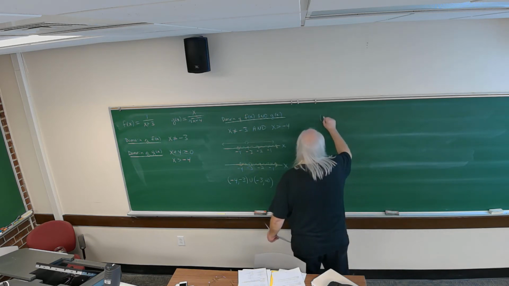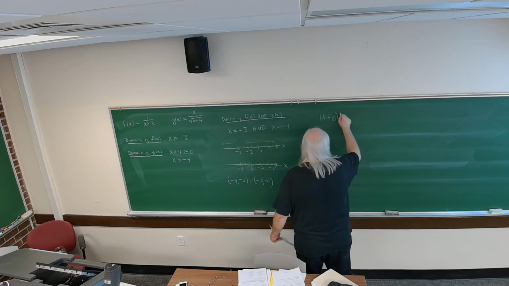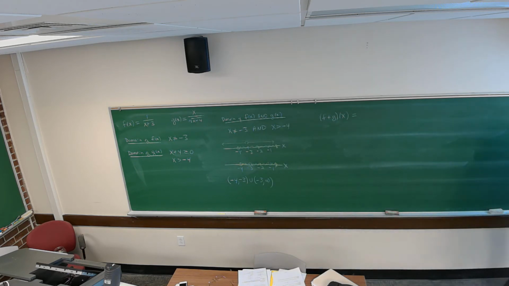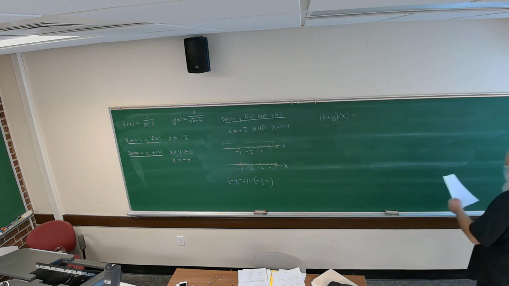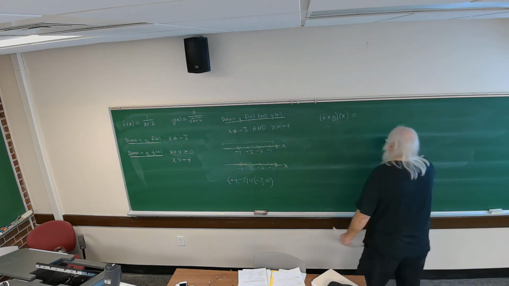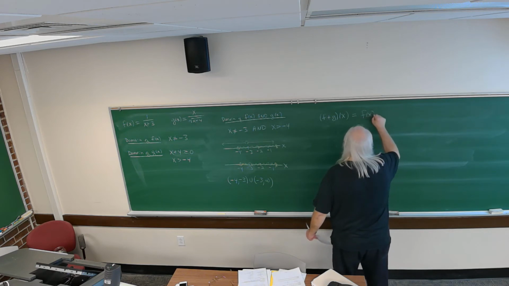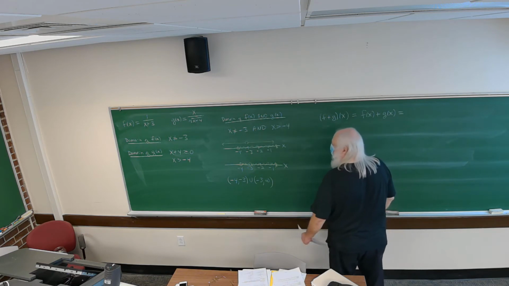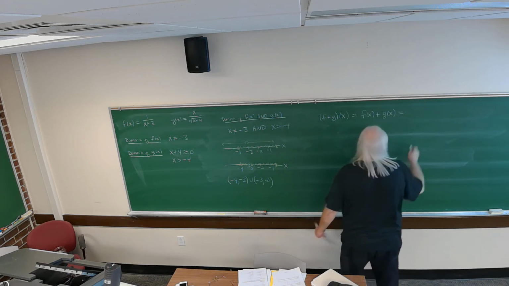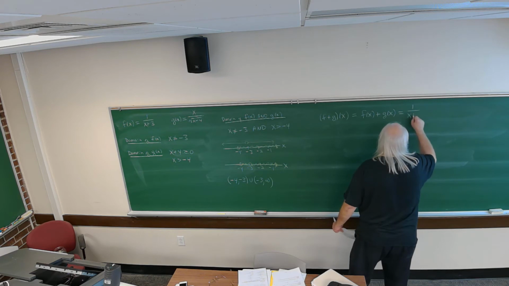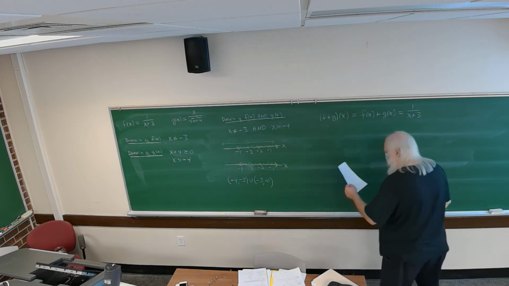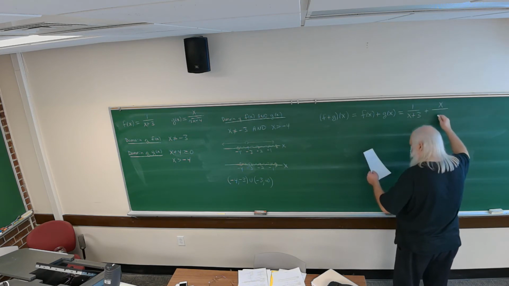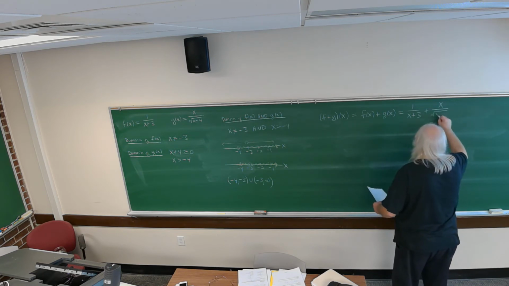So f plus g of x, what's that equal to? This is what we're doing right here. F plus g of x is equal to f of x plus g of x. F of x is equal to 1 over x plus 3, and g of x is equal to x over the square root of x plus 4.